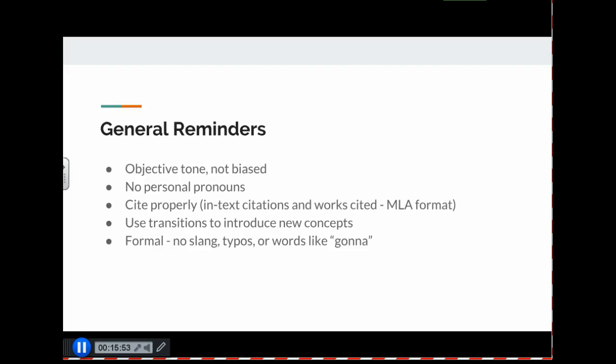Cite properly. In-text citations and works cited in MLA format. Alright? Works cited MLA.